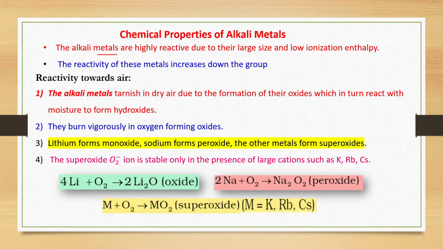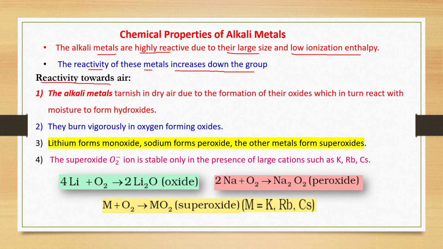The alkali metals are highly reactive due to their large size and low ionization enthalpy. The reactivity of these metals increases down the group because down the group size increases, so ionization enthalpy decreases.